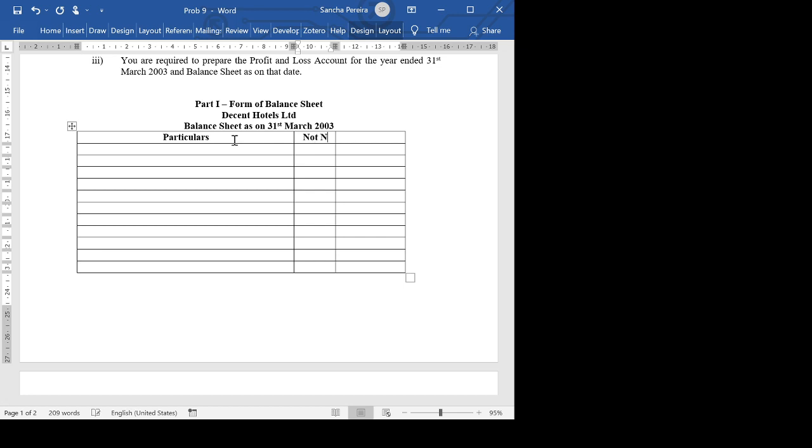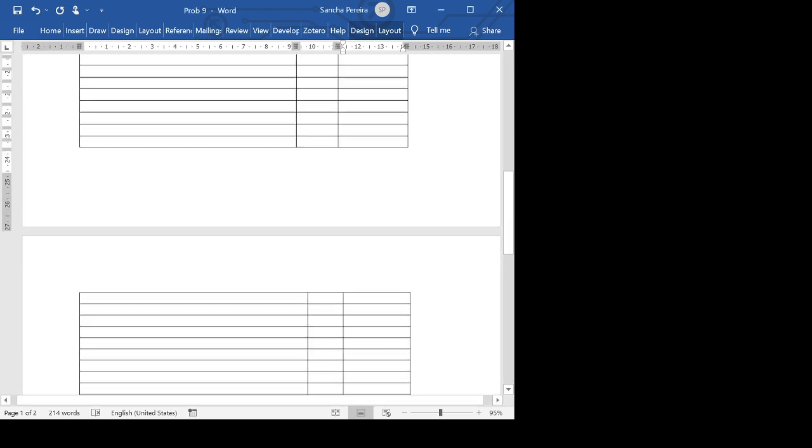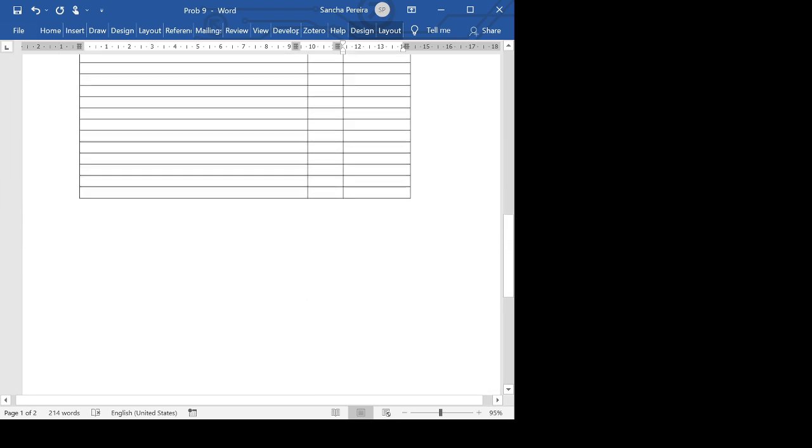Note number, and particulars, note number, and amount or figures as on 31st March 2003. Okay. Those who are solving with me, who are simultaneously doing with me, maybe you could leave around half, three-fourth of a page or one full page for the balance sheet.